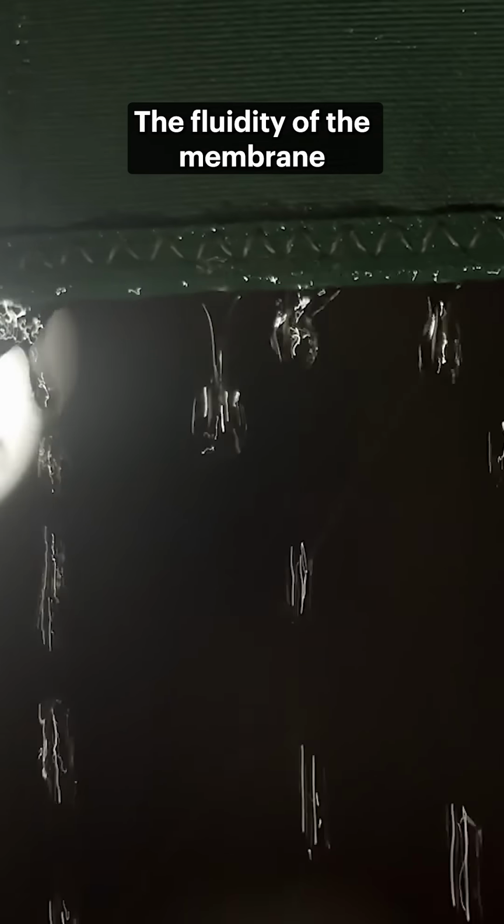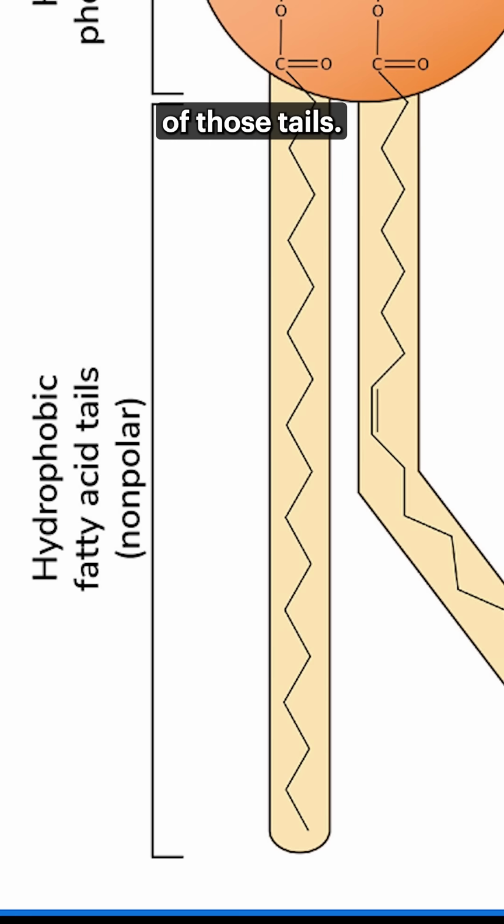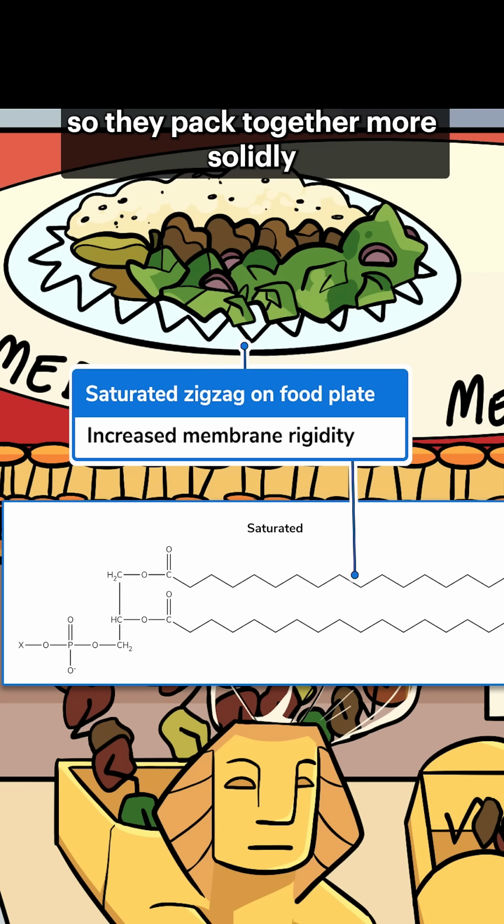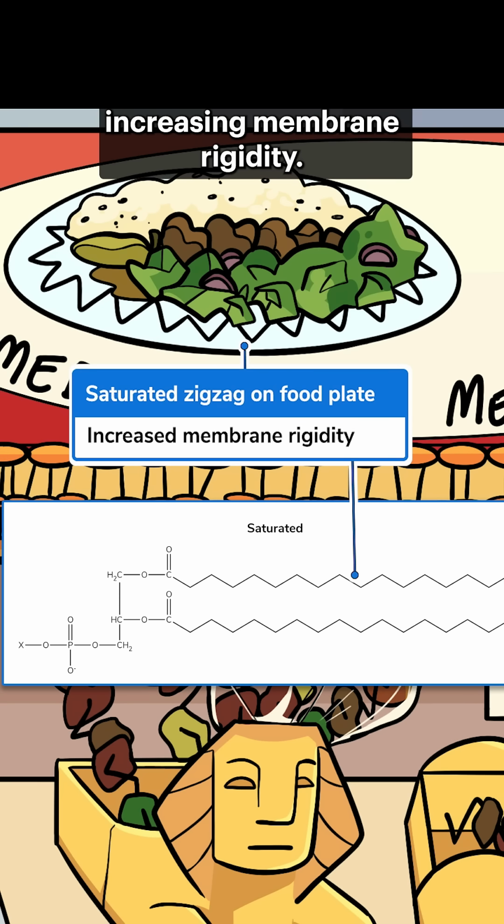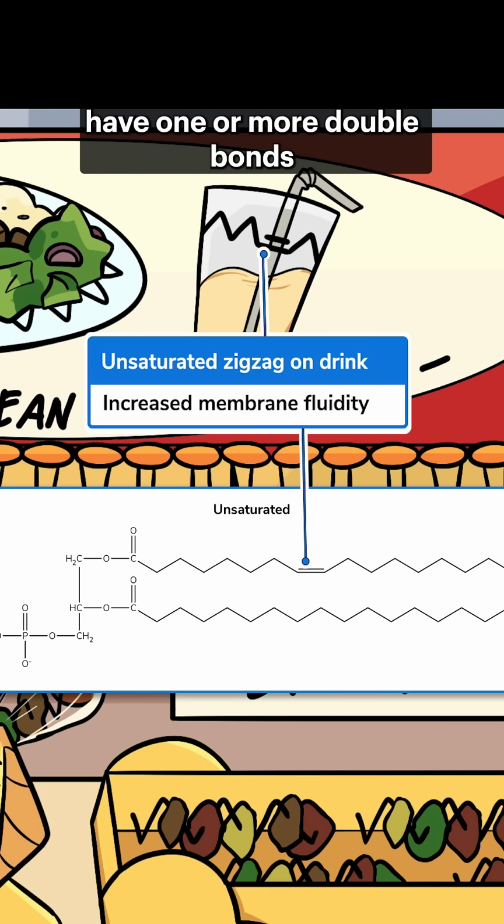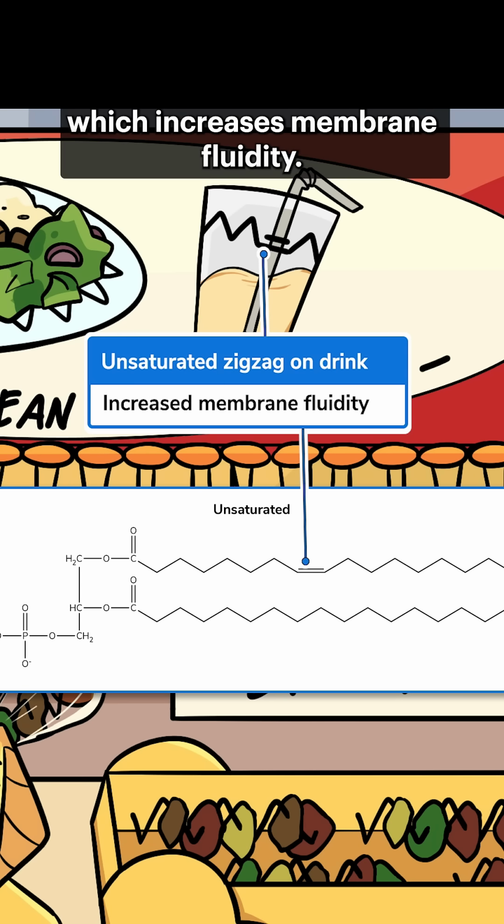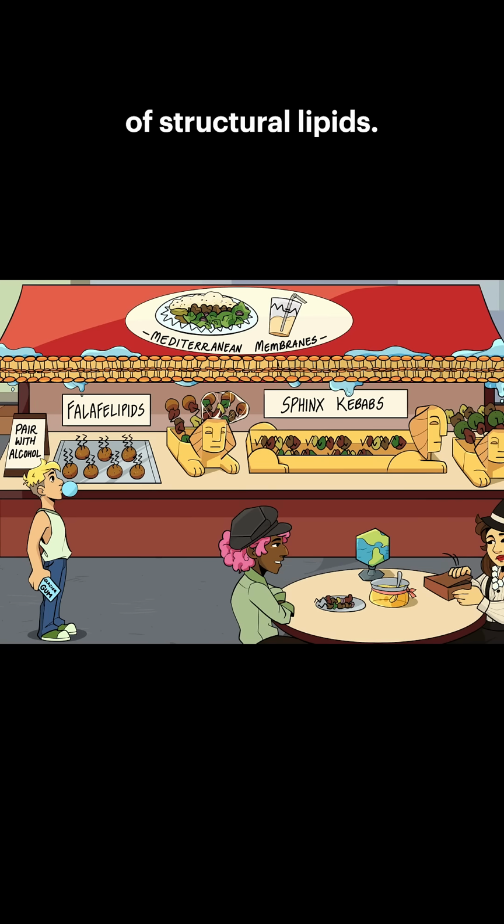The fluidity of the membrane is influenced by the chemical structure of those tails. Saturated fatty acid tails contain only single bonds, so they pack together more solidly, increasing membrane rigidity. Unsaturated fatty acids have one or more double bonds, and these kinks prevent them from packing together tightly, which increases membrane fluidity. Okay, now on to the types of structural lipids.